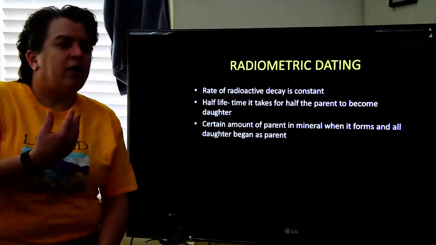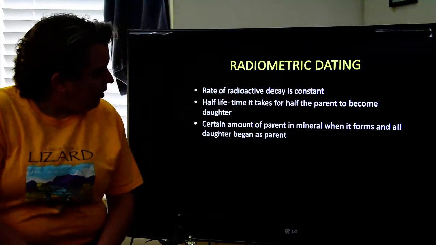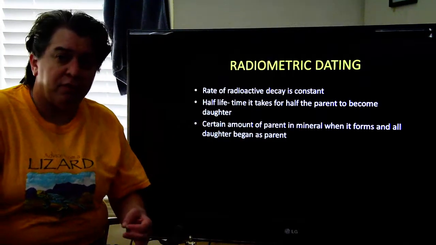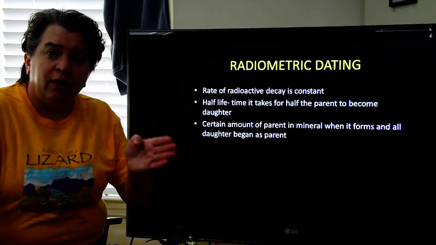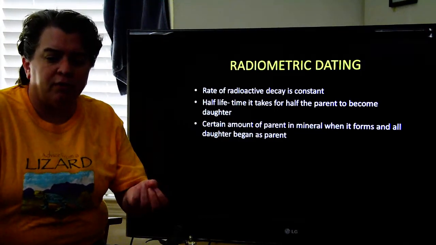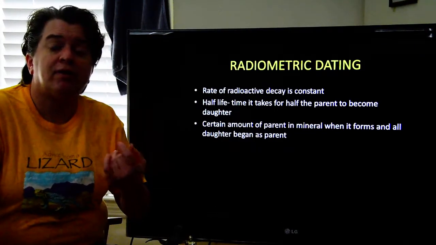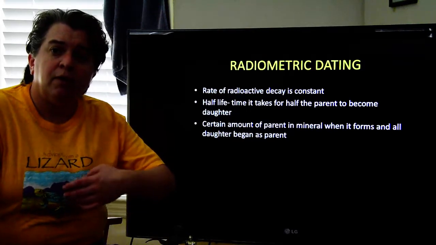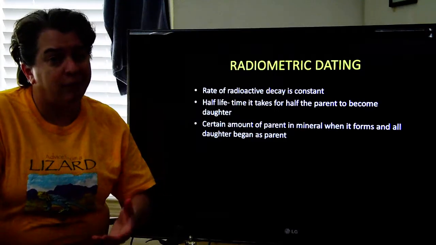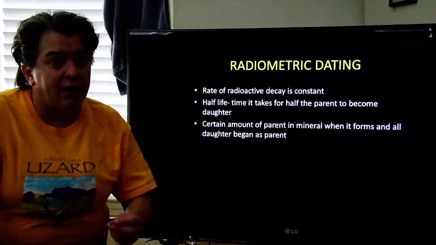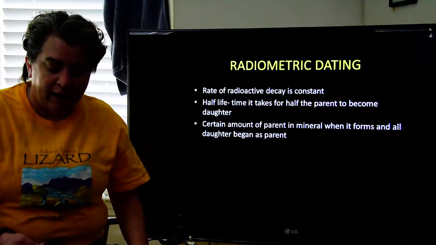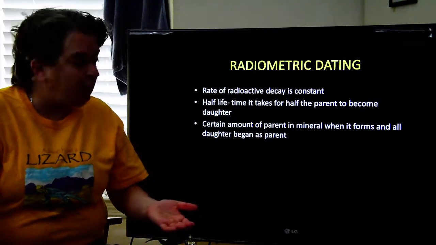And when it comes to minerals and rocks, there is a certain amount of parent in the mineral when it forms, and all of the daughter began as parent. A good example is one of the isotopes typically used, potassium. Potassium breaks down into argon. Argon's a noble gas that you would not find in minerals. The only way it gets in there is from the radioactive decay of that parent potassium.